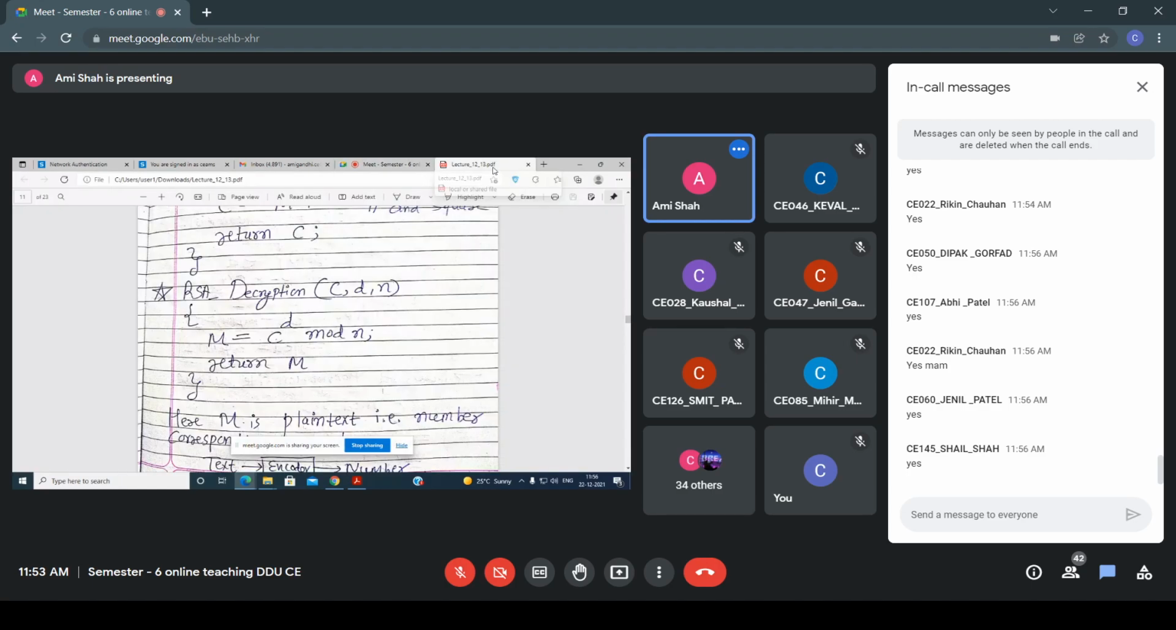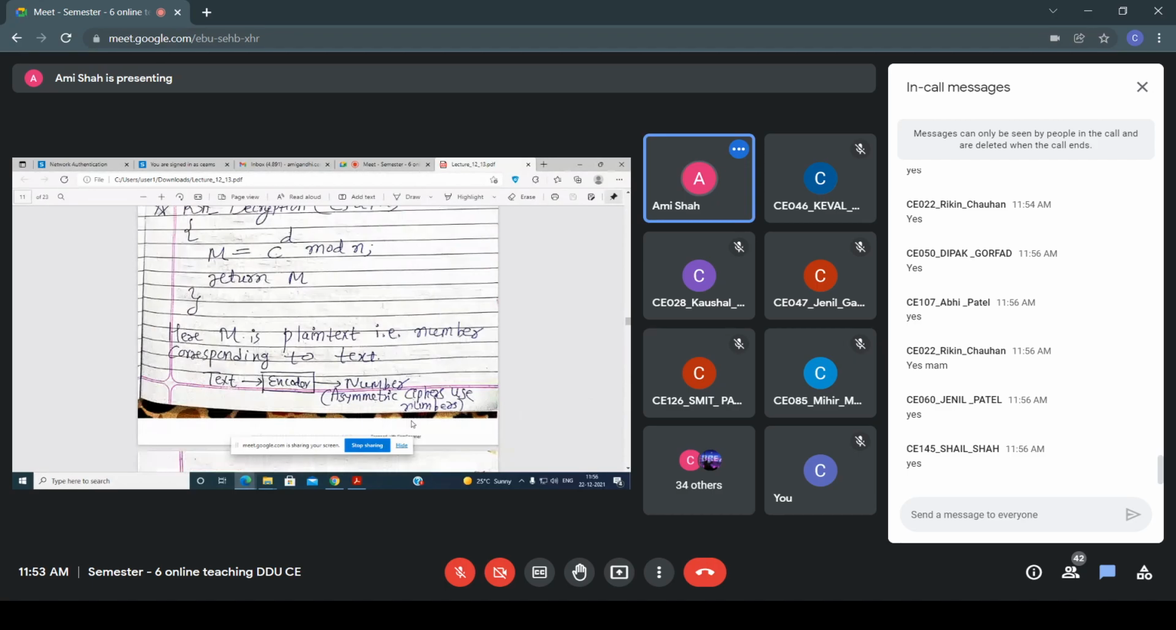Now see here, M is the plain text, that is the number corresponding to a text. Normally an asymmetric cipher works with numbers. In exams, mostly the plain text that I give is a number. But suppose some text is given to you, then corresponding to it you have to take a number.